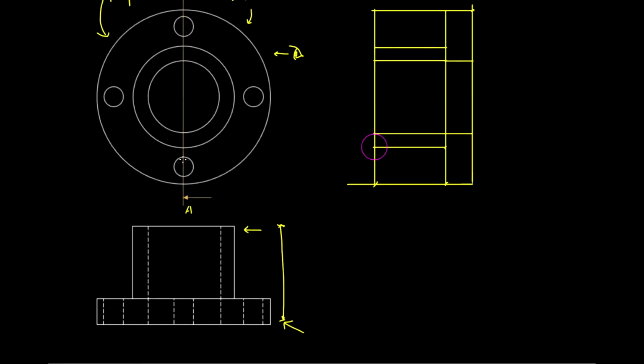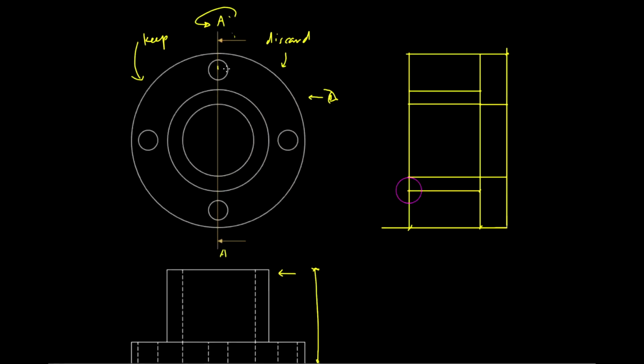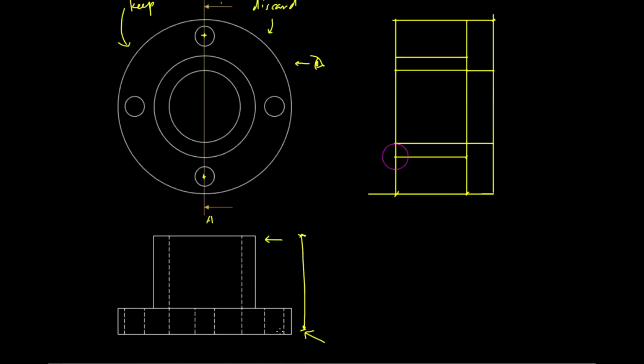Now, the last one is this. This part. Our cutting plane cuts through these two holes. And whenever you have a cutting plane like this, we always assume that it cuts along the center of the circular holes or features. Okay? So, that's the last thing we will copy, and we just copy the distance here.